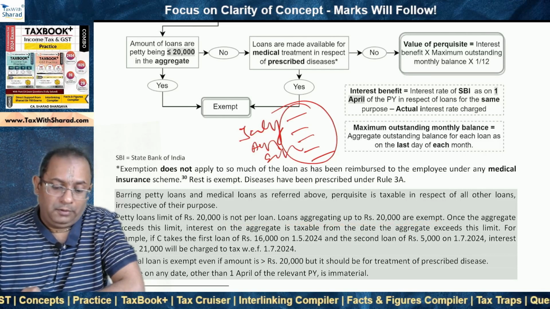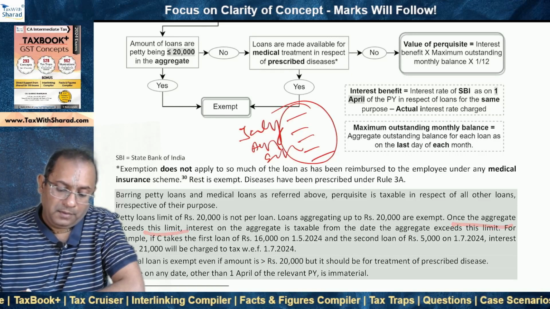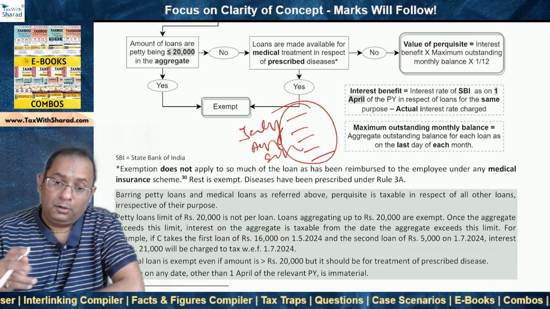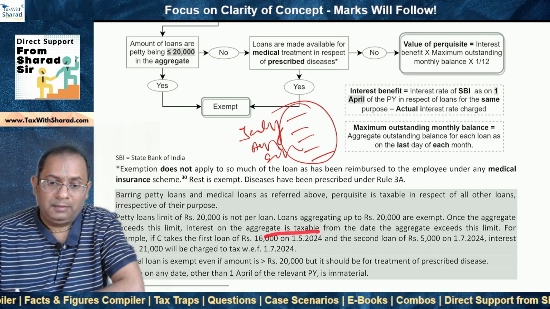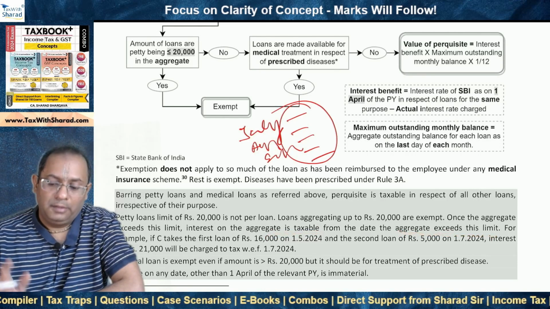And sir, what happens if this 20,000 limit is crossed? Then once the aggregate exceeds this limit, interest on the aggregate is taxable, not on the amount in excess of 20,000 only. But interest on the aggregate is taxable, sir, from what date? From the date the aggregate exceeds this limit. Okay, keep this in mind.